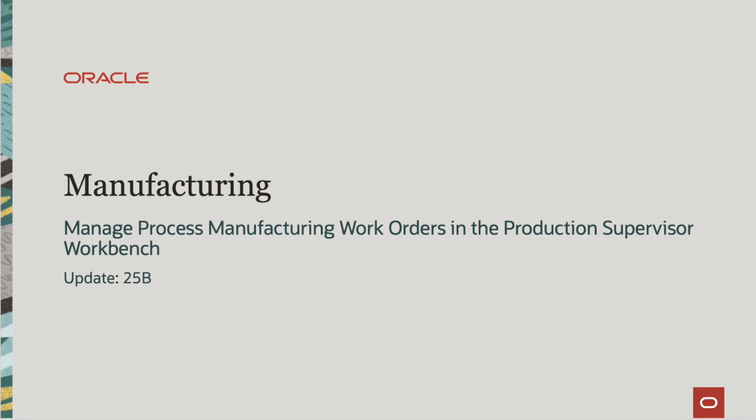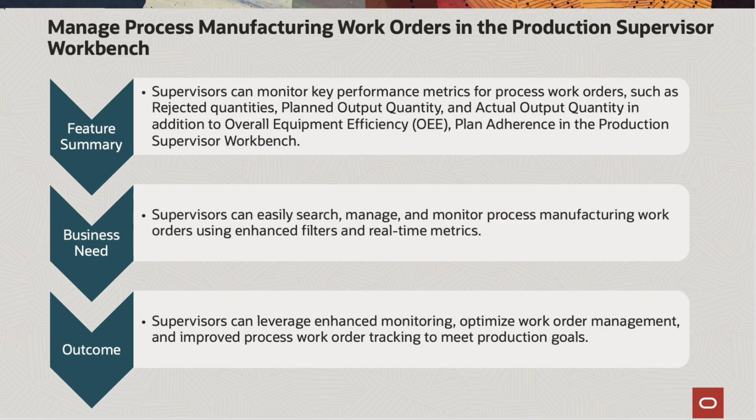Welcome to the demo of the 25B feature, Manage Process Manufacturing Work Orders in the Production Supervisor Workbench. With this update, supervisors can monitor key performance metrics for process work orders, such as rejected quantities, planned output quantity, and actual output quantity in addition to overall equipment efficiency and plan adherence in the Production Supervisor Workbench.